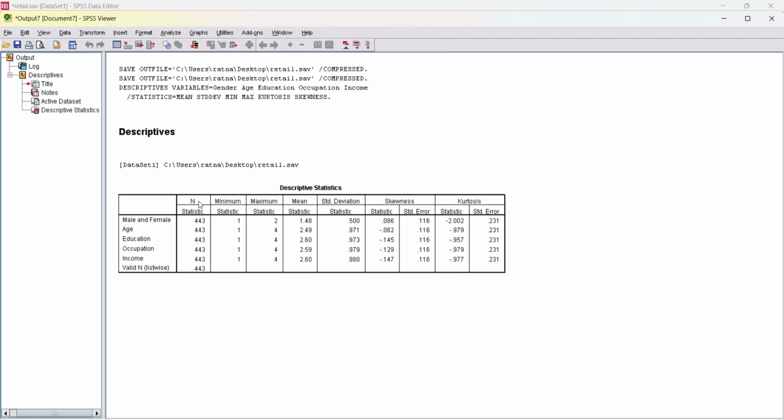So we can say that the sample appears to be well balanced in terms of gender distribution and has an even spread of participants across the four categories for age, education, occupation, and income. So this is very significant for further analysis. So this is about descriptive statistics.